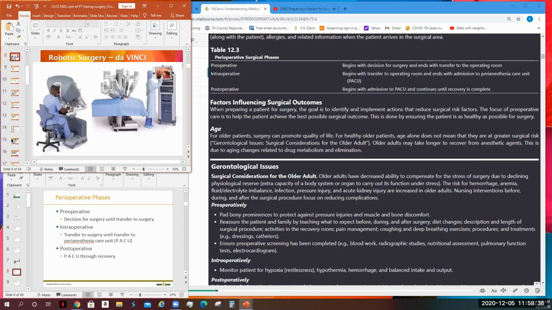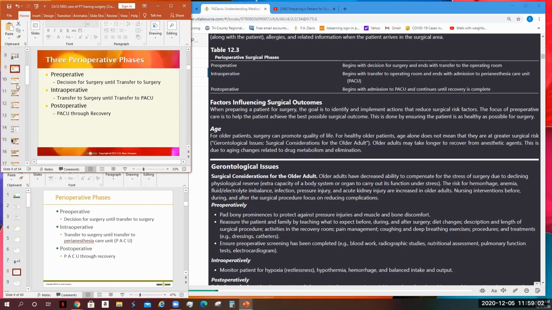Age. For older patients, surgery can promote quality of life. For healthy older patients, age alone does not mean that they are at greater surgical risk. Older adults may take longer to recover from anesthetic agents. This is due to aging changes related to drug metabolism and elimination.